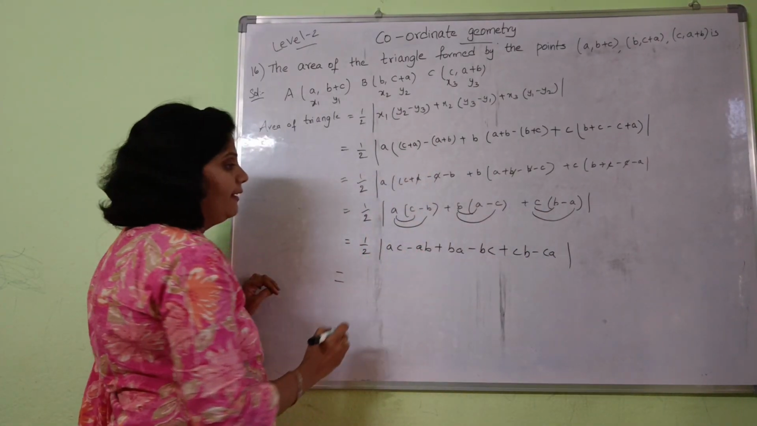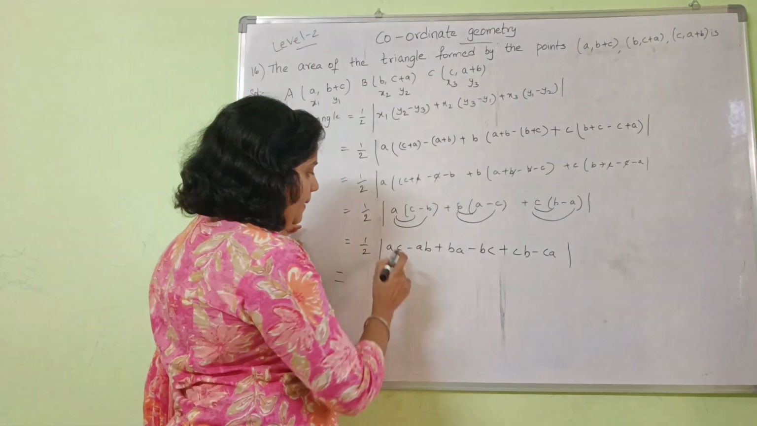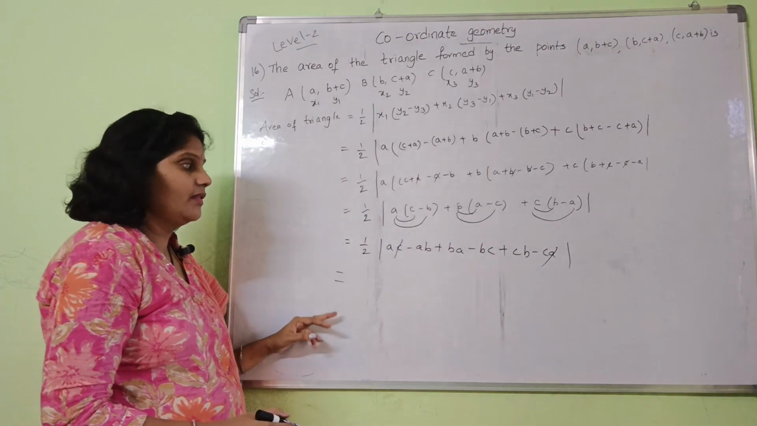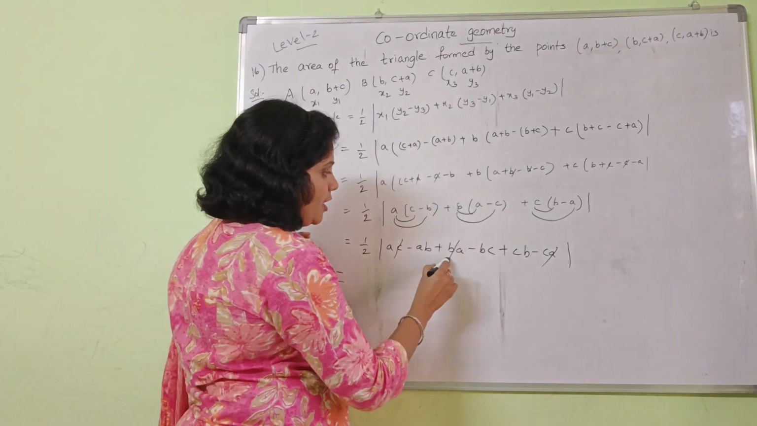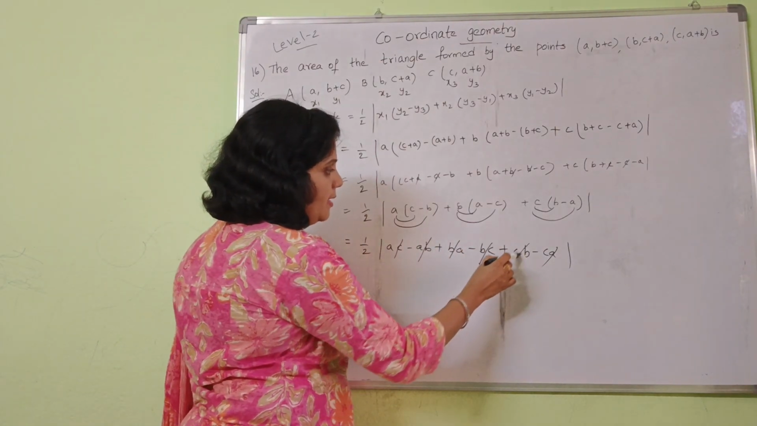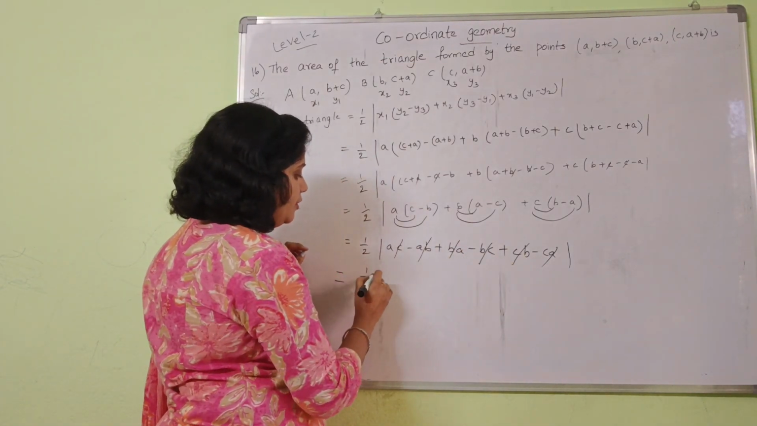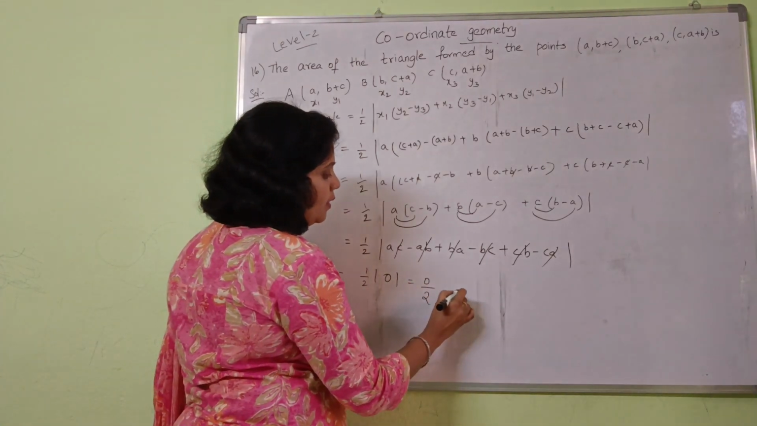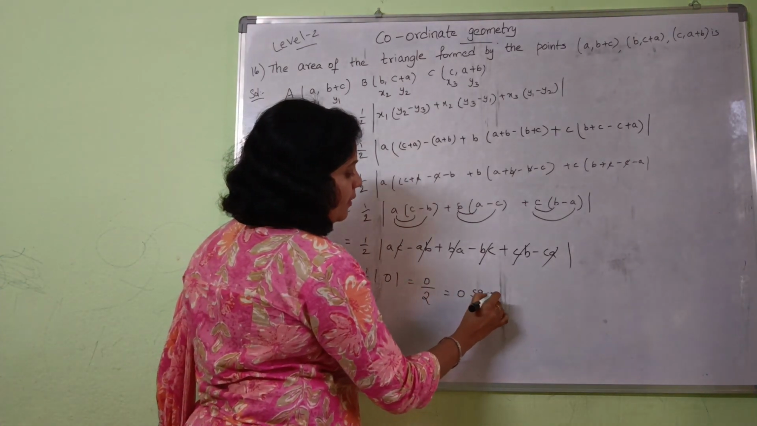Okay. See, are there any cancellations here? Plus AC minus AC. I already told 1 plus and 1 minus will get cancelled. So minus AB plus AB, minus BC plus BC. That is 1 by 2 mod of 0. 0 by 2 is 0. So the area of triangle is 0 square units.